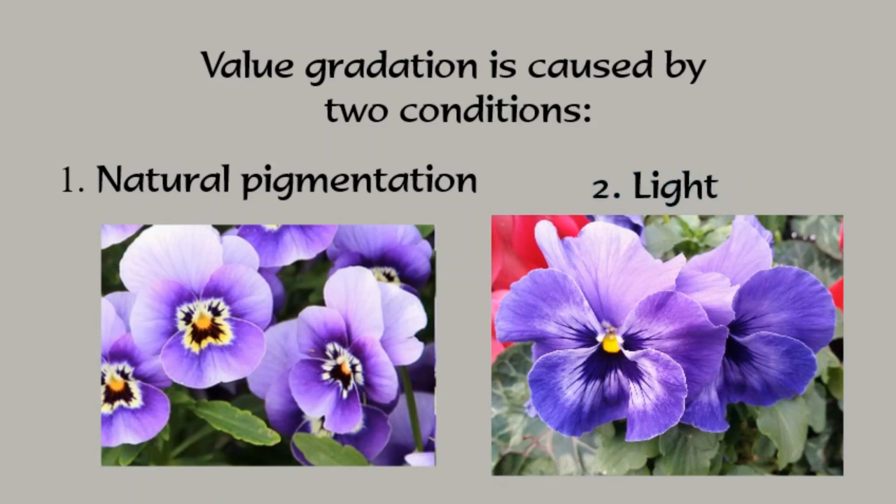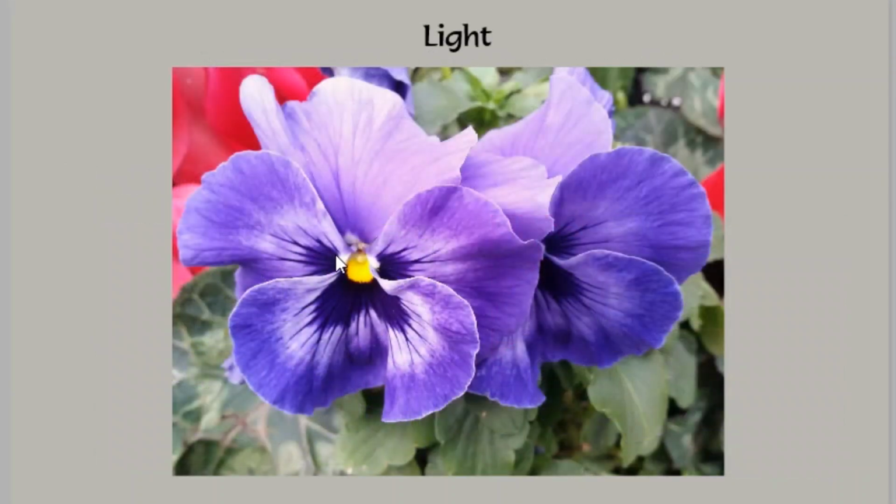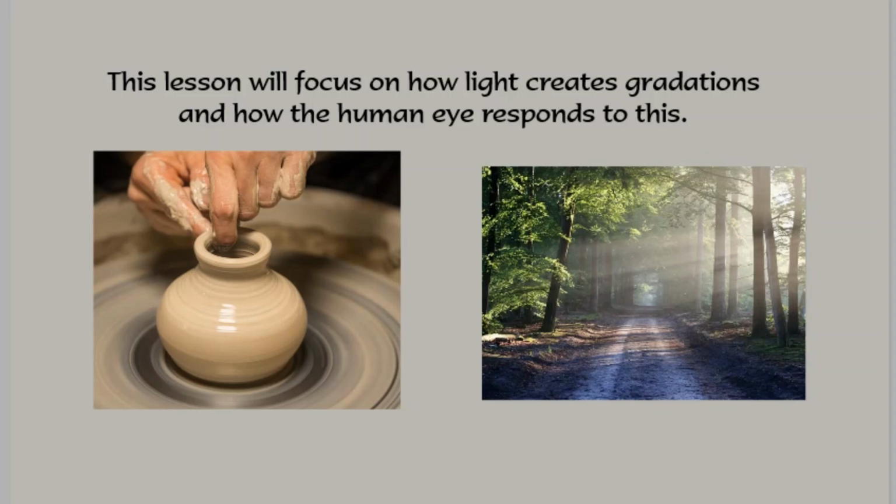So those are the kinds of things that we pay attention to and learn to control as we're working on our paintings. Even though the pigmentation is important, it's not the main element. What causes us to see how the gradation is behaving, regardless of the pigmentation, is how the light rays are hitting that particular image. This lesson then will focus on how light creates gradation and how the human eye responds to this.